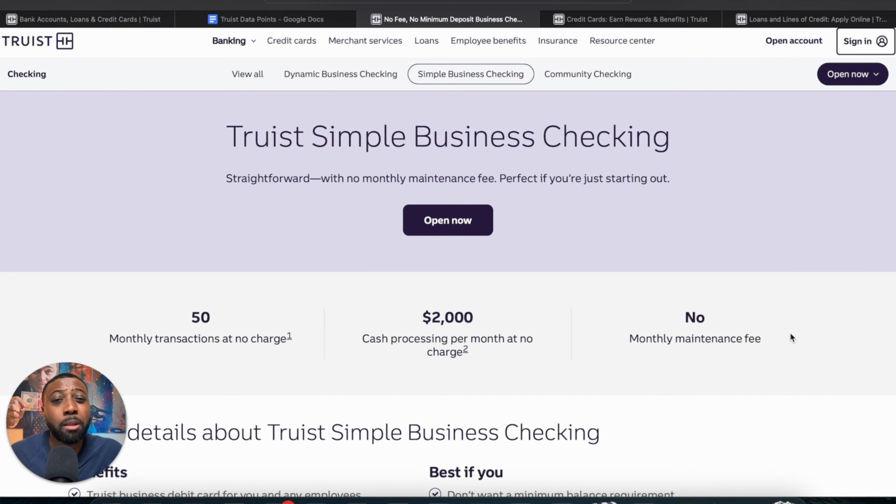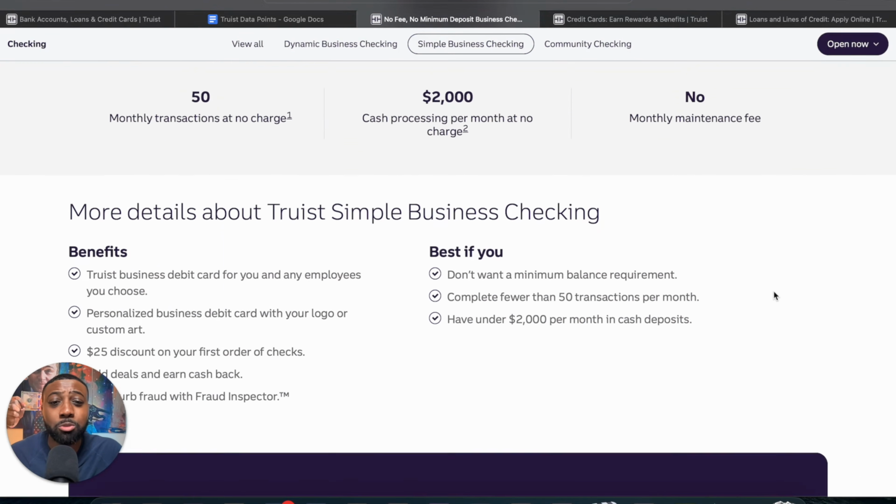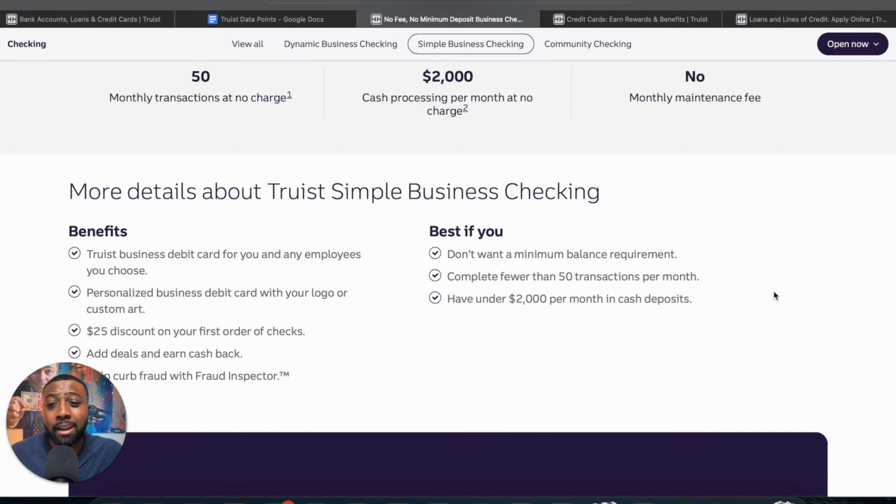So you can just set up the Truist Simple Business checking account, super easy. They have really no monthly maintenance fees, as you see here. This is kind of like for a startup, or even if you have an established business and you want to just get in the door with Truist without having any of their higher tier business accounts. If you don't need it, you can just set this up. Boom, you're in the door.